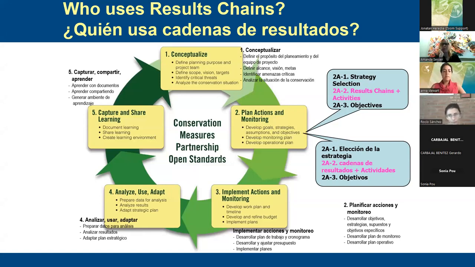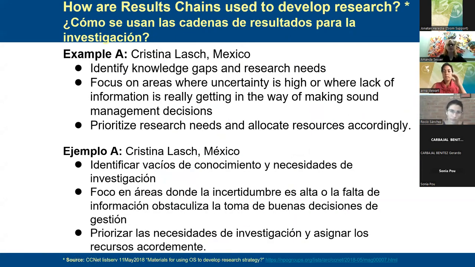Great. All right, great. So they use results chains for strategy selection. They also use it when they're planning their actions and also developing their monitoring plans. Okay, so here's an example. Christina Lash is a Mexican researcher and colleague, and she uses results chains in her research to identify knowledge gaps and research needs. She wants to focus her research on areas where there's high uncertainty or where information gaps are keeping people from making good decisions. And then she's prioritizing research needs and allocating the resources based on where those actions are going to have the most impact for policymakers and natural resource managers.